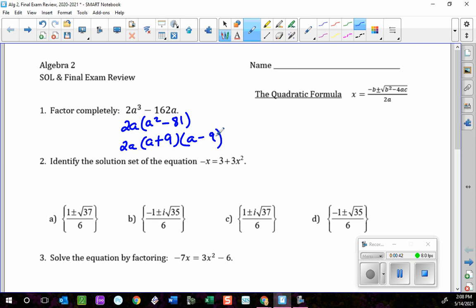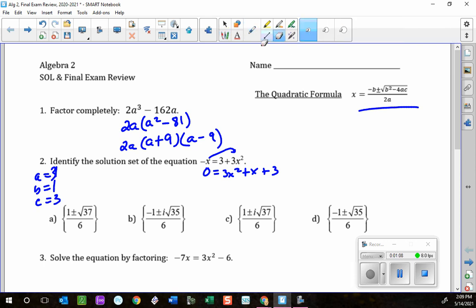Alright, identify the solution set of this equation. When I look at these multiple choice answers, they all look like they come from the quadratic formula. So I'm going to go ahead and use that right here. I have to put it in the proper order, so 3x squared should be first. And this x has to come up to the other side, so plus x and then plus 3. So it looks like my values are all positive. So a is 3, b is 1, and c is 3. Those are the values that I'll be plugging into the formula.